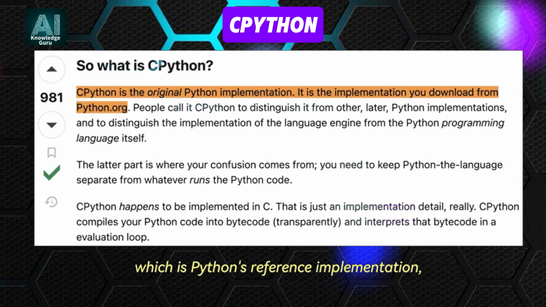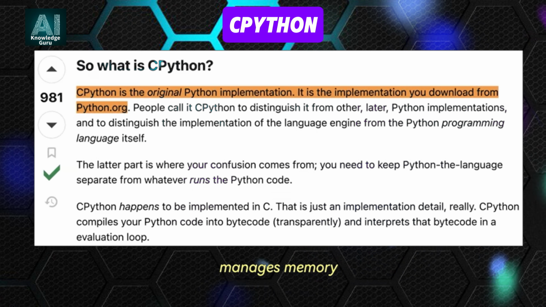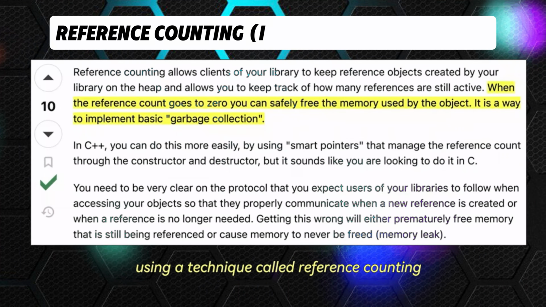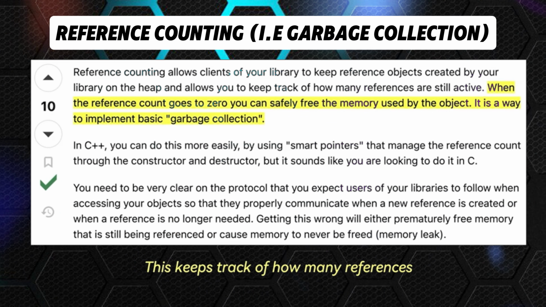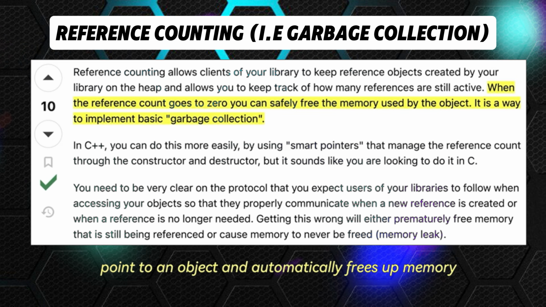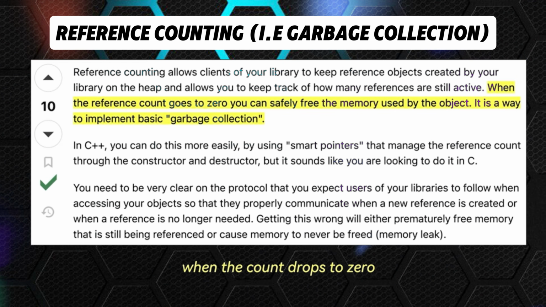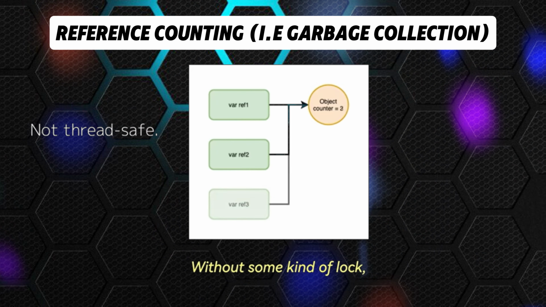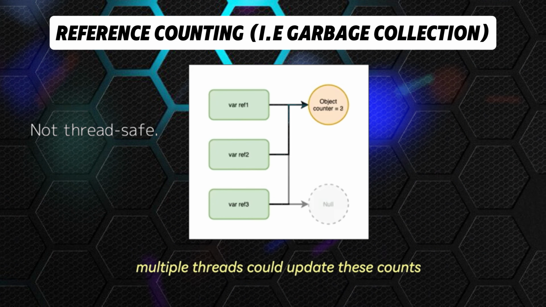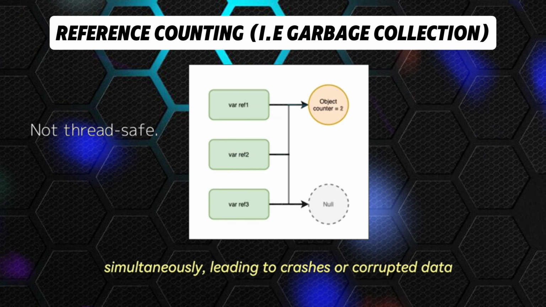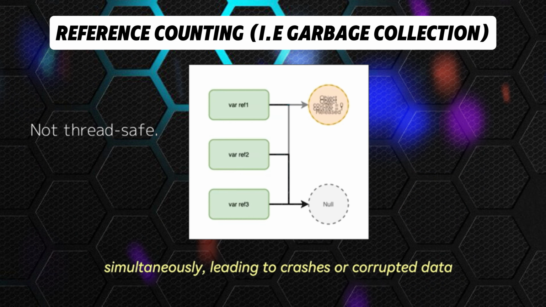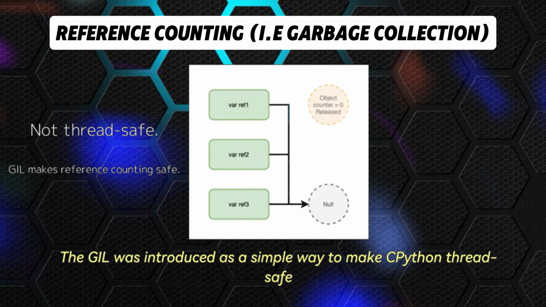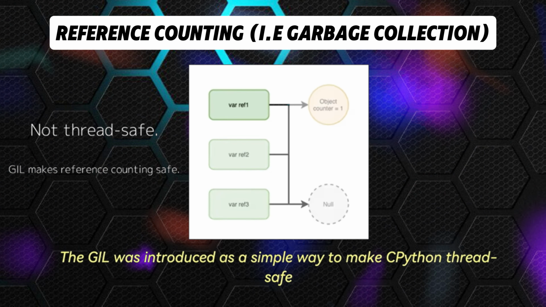CPython, which is Python's reference implementation, manages memory using a technique called reference counting. This keeps track of how many references point to an object and automatically frees up memory when the count drops to 0. But here's the catch: reference counting is not thread safe. Without some kind of lock, multiple threads could update these counts simultaneously, leading to crashes or corrupted data. The GIL was introduced as a simple way to make CPython thread safe.